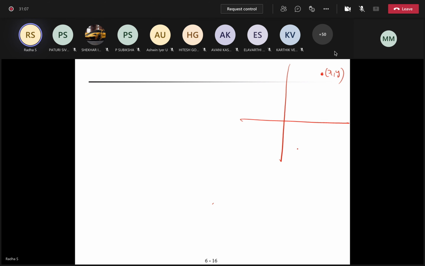This is a point x comma y, right? I'm just reflecting it. What will be this point? Reflection has certain properties, right? Please do remember. X comma minus y. X comma minus y. Okay. How do you say that it is x comma minus y?